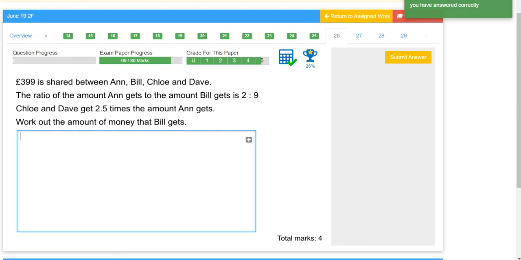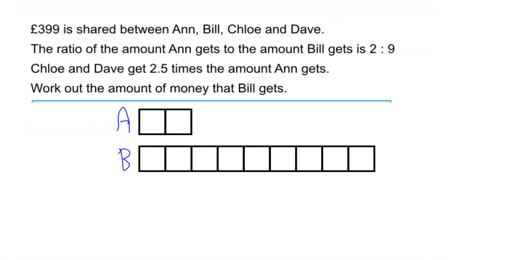Question 26, we have a sharing question. Why don't we use a bar model? Because bar models help us to make sense of all of this. So there's the first part of my bar model. Anne has 2 parts, and Bill has 9 parts. We're told that Chloe and Dave get 2.5 times the amount Anne gets. Now the wording here is a little ambiguous. It's not saying that they get 2.5 times together, so the implication is that Chloe gets 2.5 times and Dave gets 2.5 times.